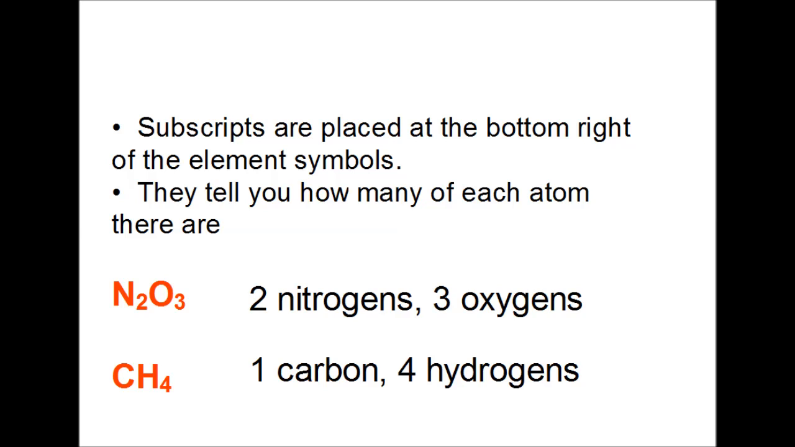So our example of N2O3, that tells us that there are 2 nitrogens and 3 oxygens, and then CH4 tells us that there is 1 carbon and 4 hydrogens. Remembering that the subscript 1 is understood and not written.